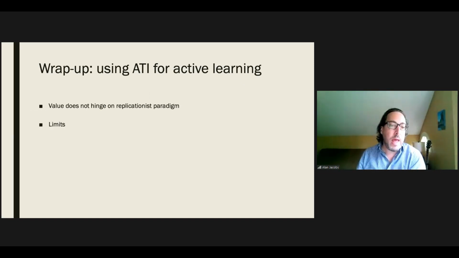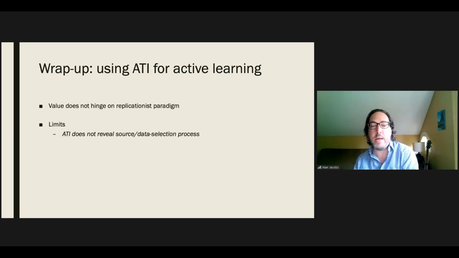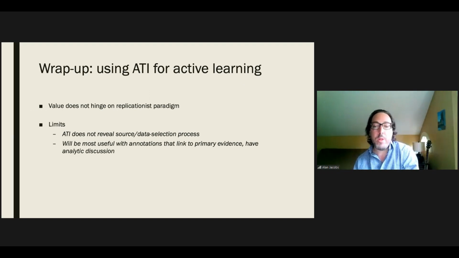And then finally, there are things that ATI doesn't reveal. You can see excerpts of evidence, but you don't get to see how the original author selected that evidence from perhaps a larger universe of observations. It really does require that the annotations link to primary evidence for our proposal to operate. Not all annotations do. And finally, as I mentioned, we only have a handful of test cases so far, but we'd be interested in seeing other instructors try this out and see if it can actually generate more active learning and better pedagogy around qualitative methods.